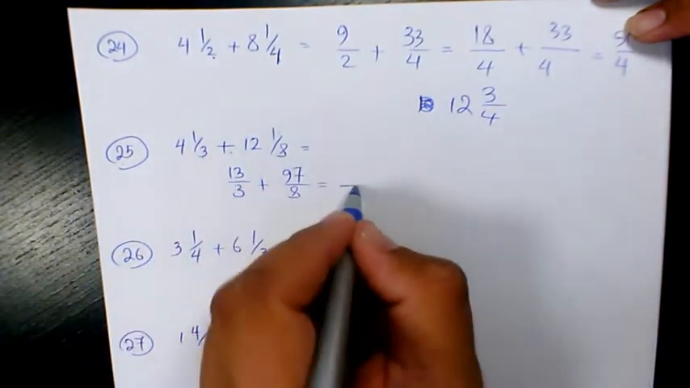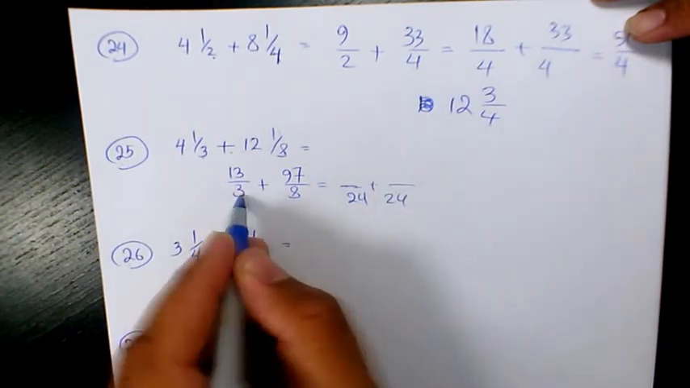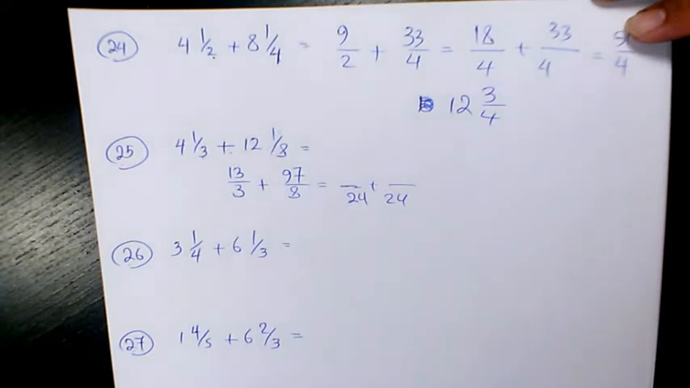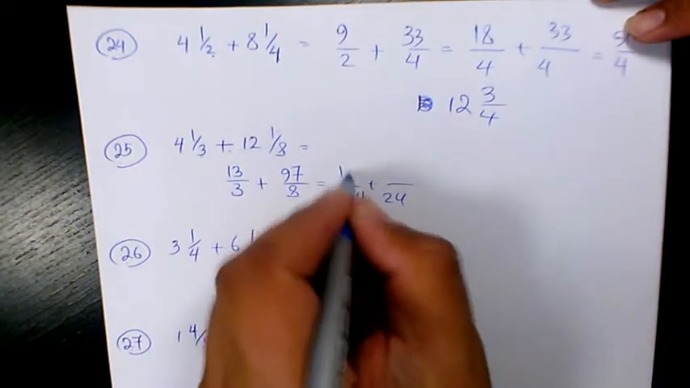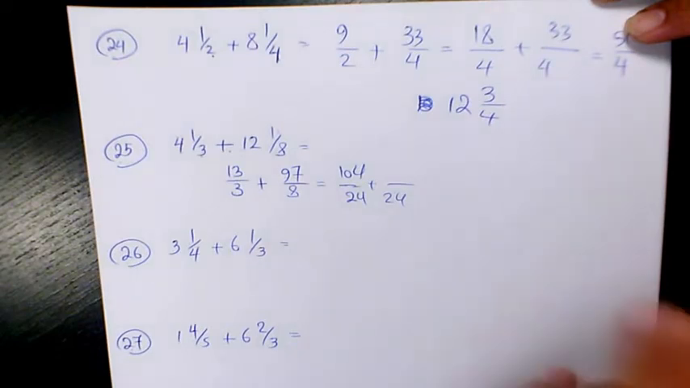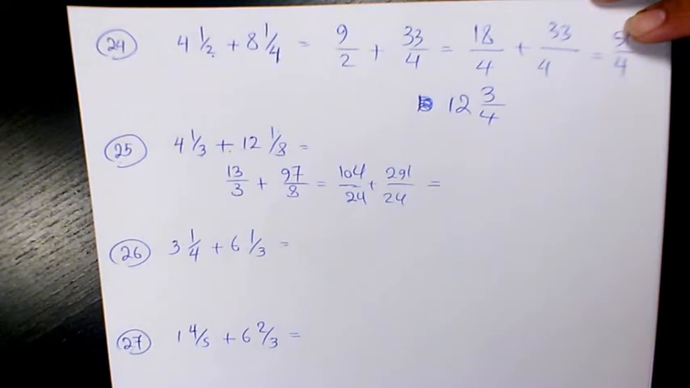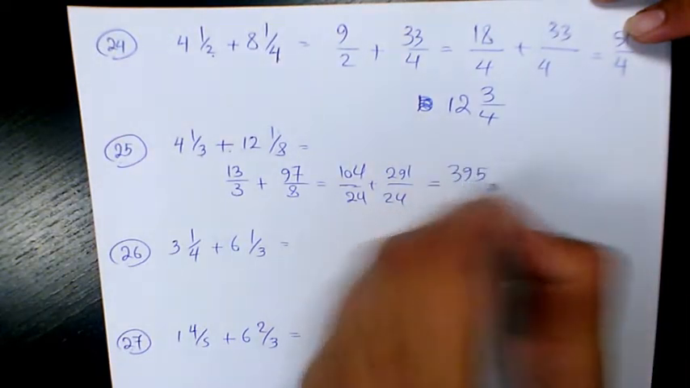8 and 3 is 24. 3 times 8, 13 times 8 is going to be 104. 97 times 3 is going to be 291. So 291 plus 104, that's going to be 395 divided by 24.